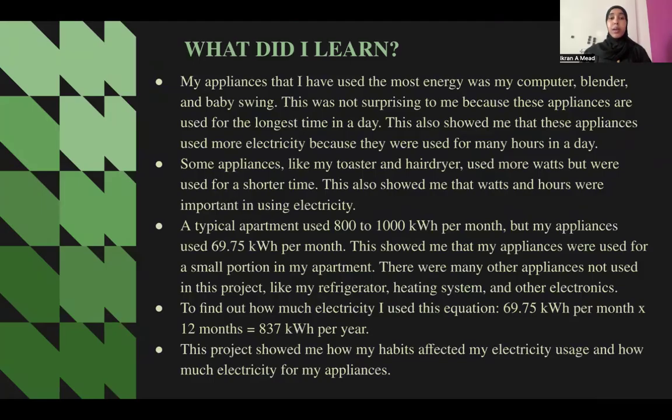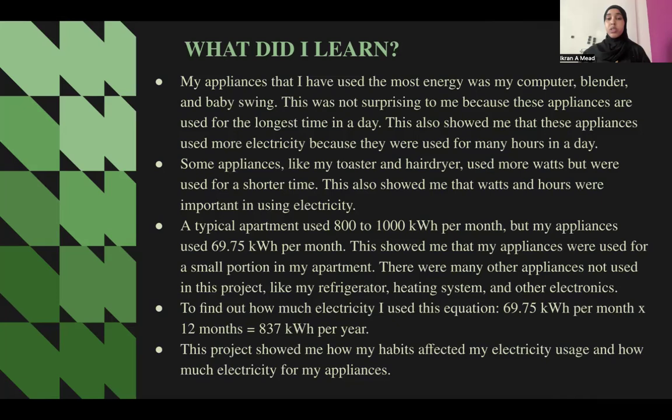What did I learn? The appliances that used the most energy were my computer, blender, and baby swing. This was not surprising to me because these appliances are used for the longest time in a day. This also showed me that these appliances used more electricity because they were used for more hours in a day. Some appliances like my toaster and my hair dryer used more wattage but were used for a shorter time. This also showed me that wattage and hours were both important in using electricity.